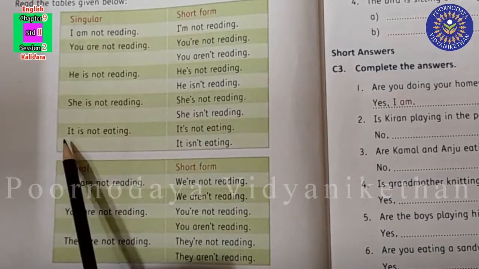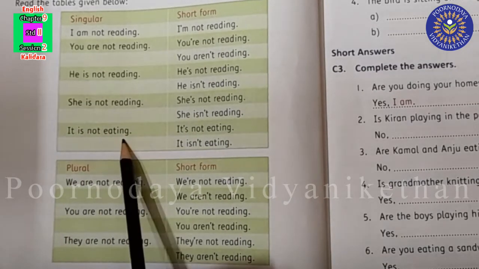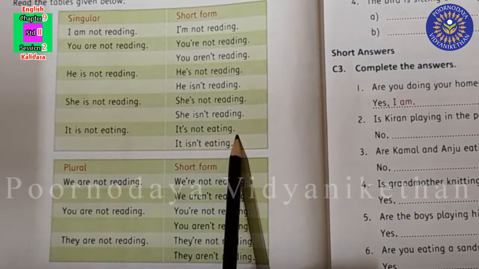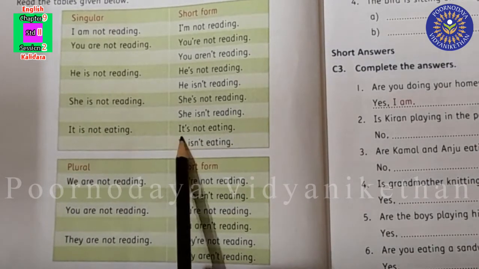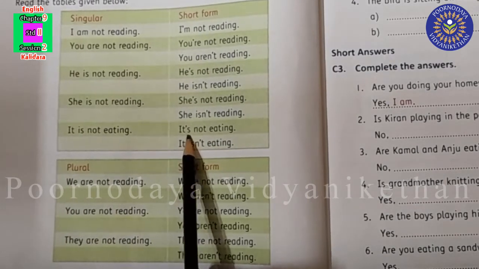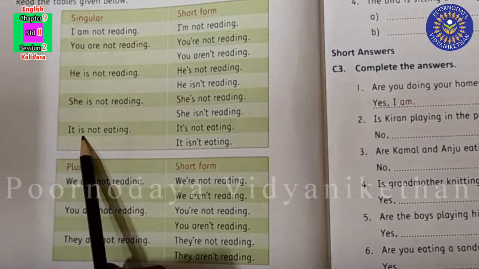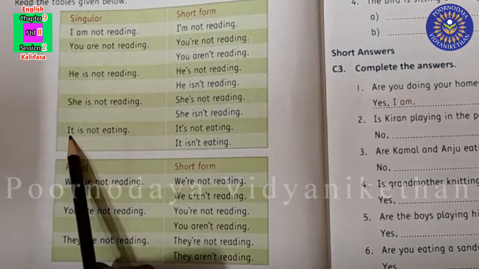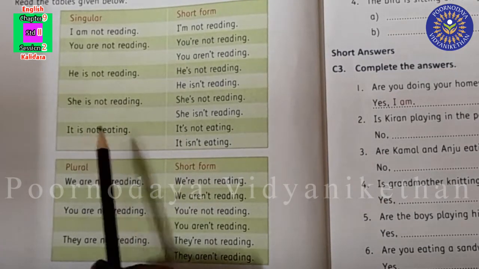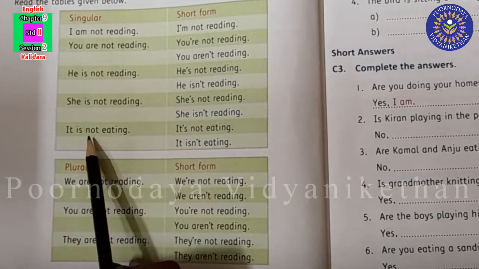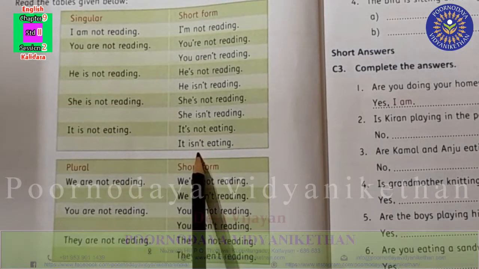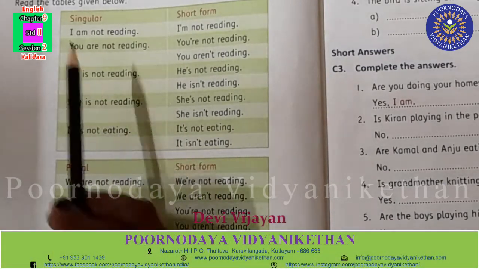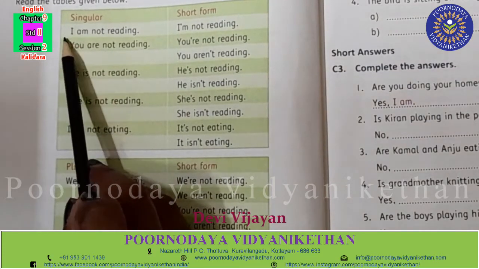Now see the next one. It is not eating. It's not eating. Here it is, it's. It's is the short form of it is. And we know that isn't is the short form of is not. Here it is, isn't. Now we'll read it once again. First, see the singular form.